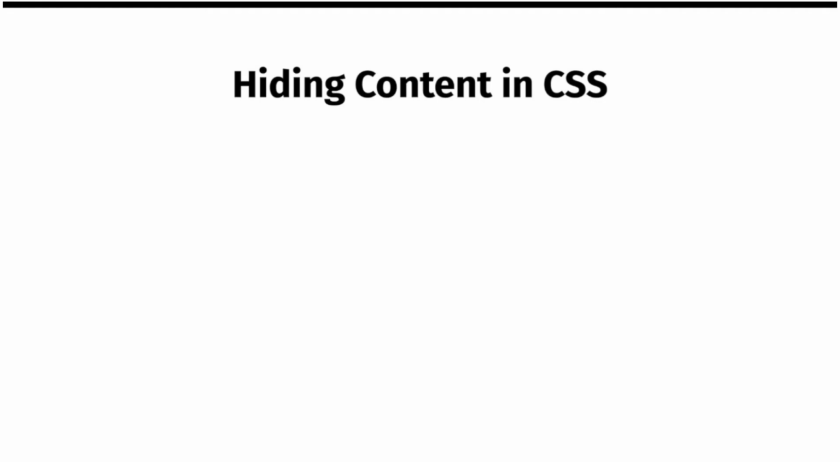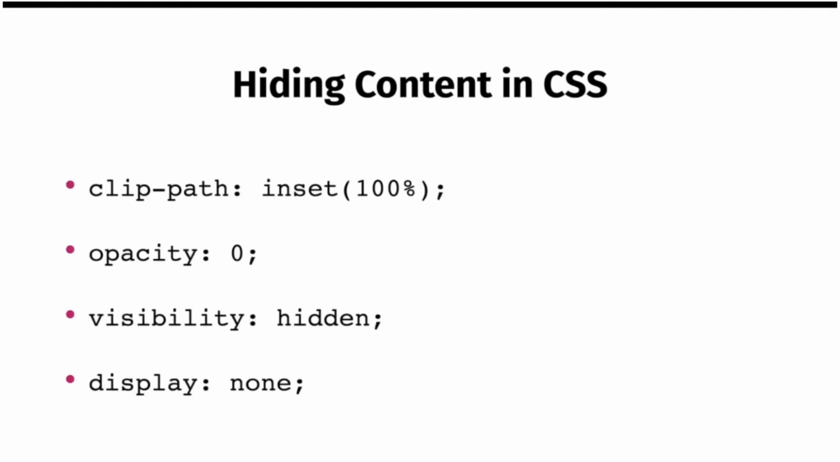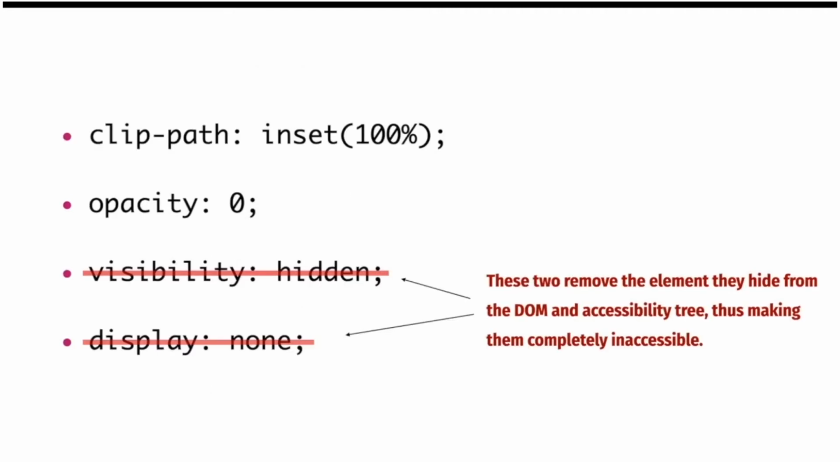So there are currently 4 different ways to hide content using CSS. Using the clip path property with a value set to 100%, using opacity and setting it to 0, using visibility and setting it to hidden, and using display and setting it to none. Out of these 4 ways, visibility hidden and display none will remove the element that they hide from the DOM and the accessibility tree, thus making it completely inaccessible.